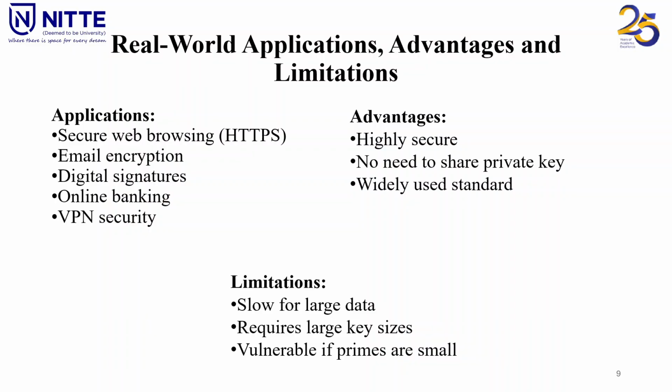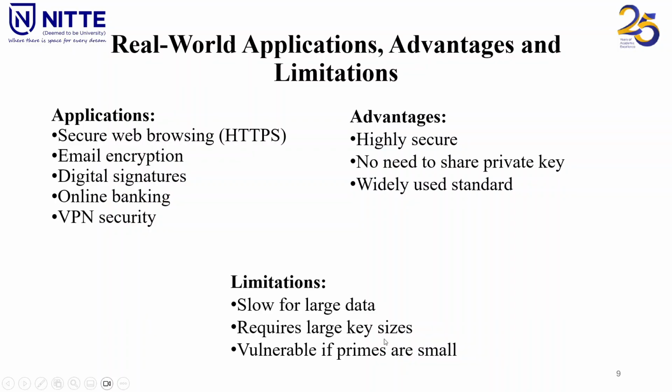Now we try to understand the various real world applications, advantages and limitations. When it comes to applications, secure web browsing, HTTPS, email encryption, digital signature, online banking, and even VPN security use the RSA algorithm. Advantages: highly secure, no need to share the private key, widely used standard. And the limitation is that it is slow for large data. When you encrypt large data, it takes more time.